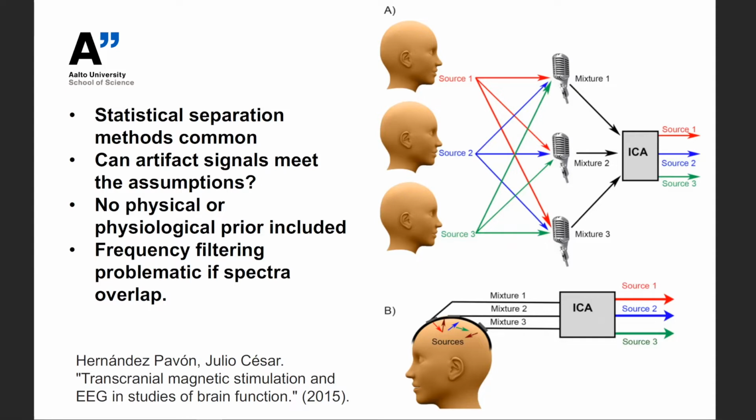The other, of course, common approaches are to do some sort of frequency-based filtering, like Fourier filtering. But there the problem is that quite often, almost more often than not, the artifacts can have really overlapping frequency spectra with the neuronal responses. So in that case, of course, it doesn't really work that well.